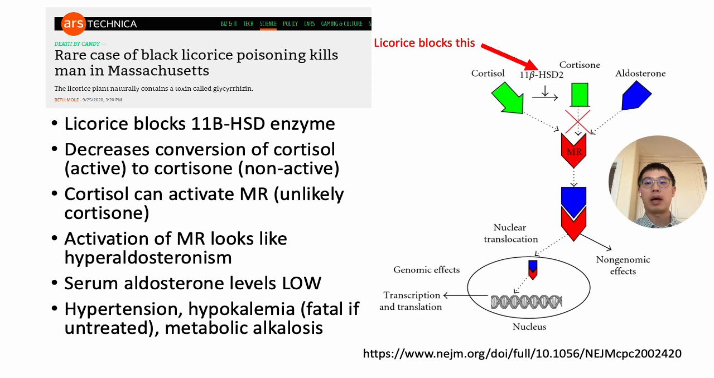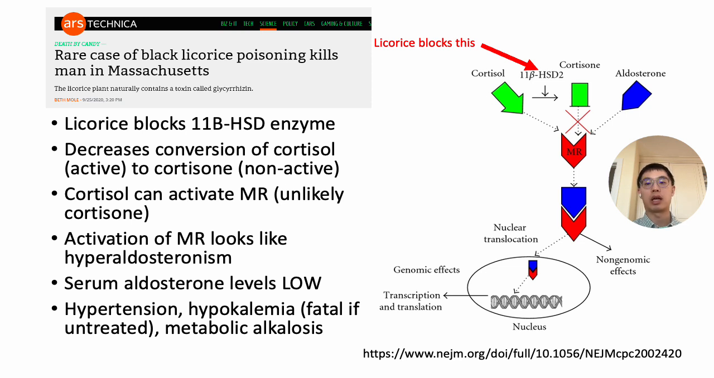Now that we have gone over the pathophysiology of the 11-beta-HSD enzyme and how licorice can block the conversion of cortisol to cortisone, you can now see how licorice can actually kill someone. High amounts of licorice root containing the toxin glycyrrhizin can sufficiently block the 11-beta-HSD enzyme, resulting in activation of the mineralocorticoid receptor by rogue cortisol.